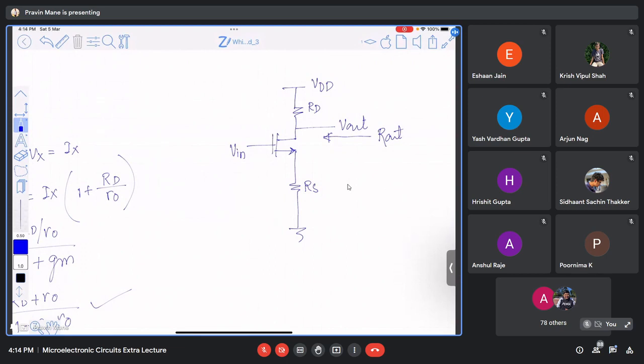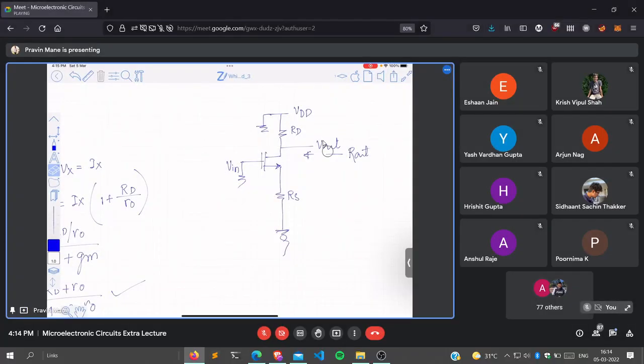For finding out the impedance, what should be done? I should apply this. So this will be connected to ground. This is connected to ground already. And I should apply a known voltage source here, and find out what is the current drawn from it. So this is Ix.